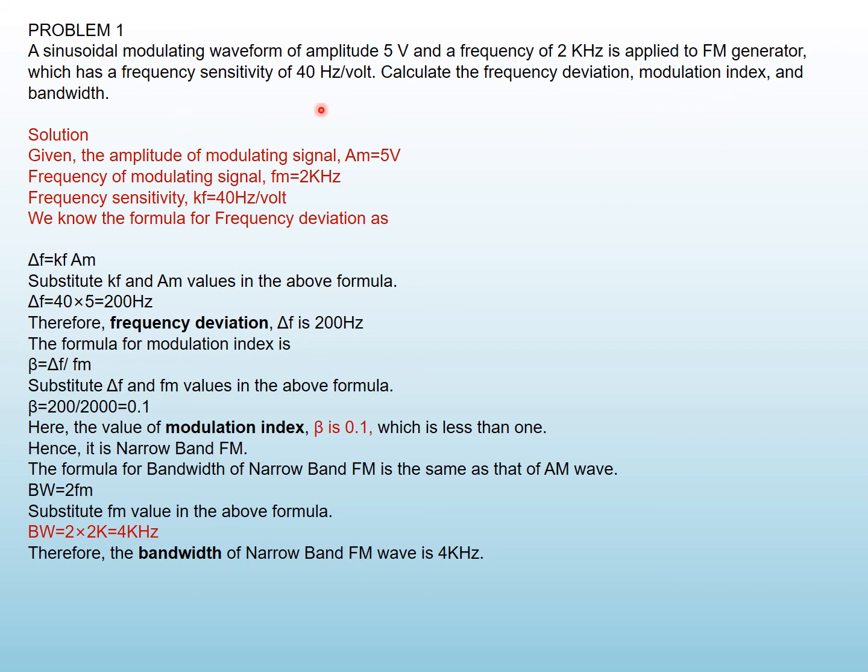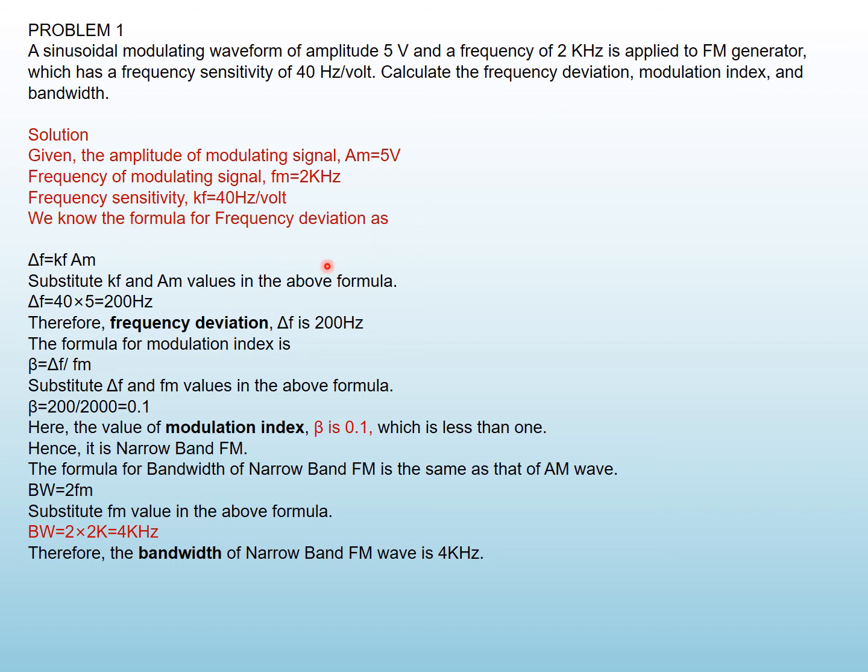First we will see what parameters are given in the problem. They are given the amplitude of the modulating signal, Am equal to 5 volts. Next they have given the modulating signal frequency fm, that is 2 kilohertz. So Am and fm are given. The frequency sensitivity kf is equal to 40 hertz per volt, and you are asked to calculate these three parameters: the deviation del f, the modulation index beta, and the bandwidth B, or BW in some problems.